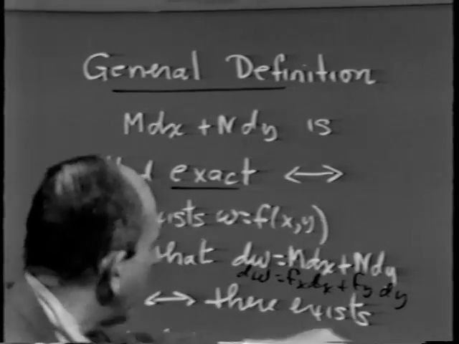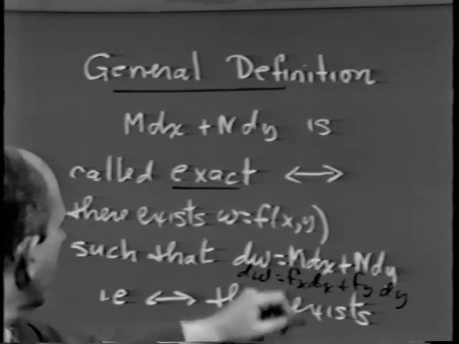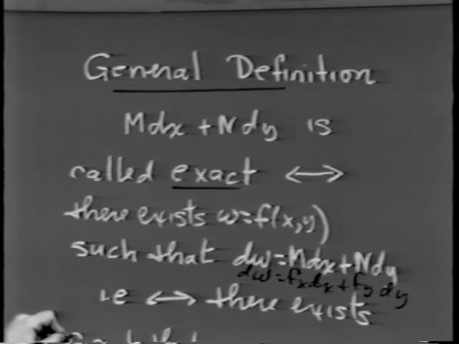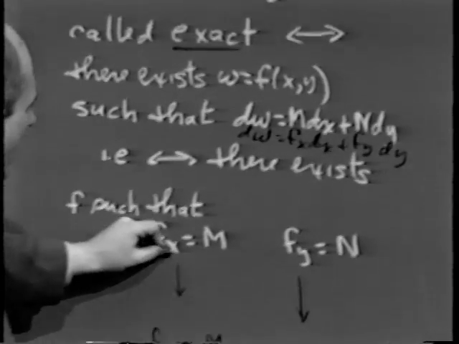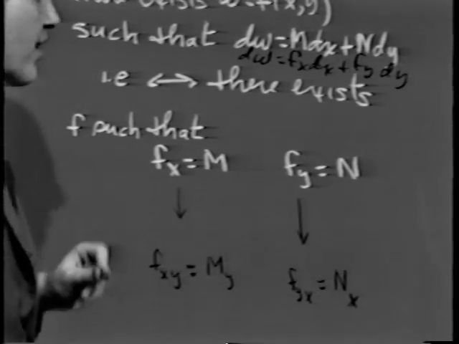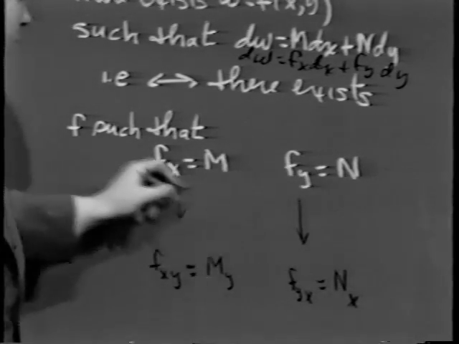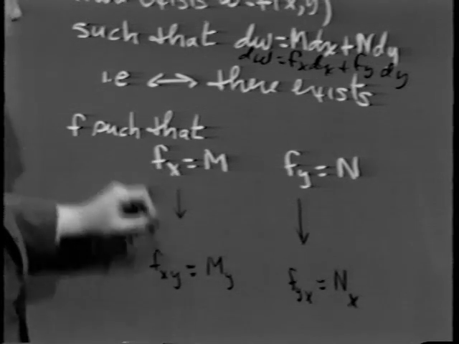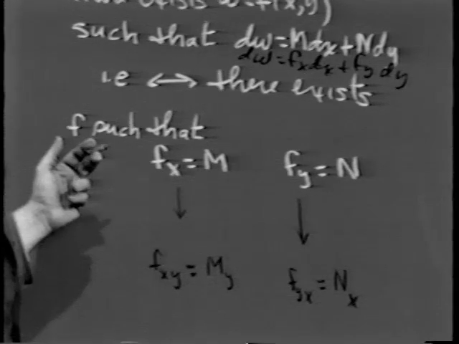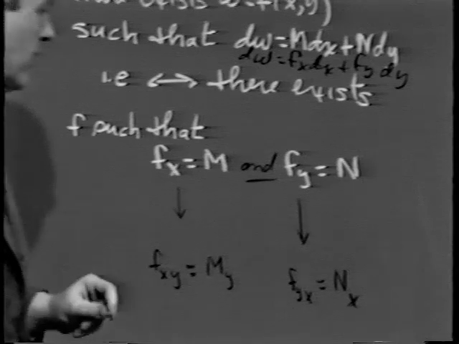Since x and y are independent variables, dx and dy are independent variables. So an alternative definition is what? That m dx plus n dy is an exact differential if there exists a function f such that the partial of f with respect to x is m and the partial of f with respect to y is n. Now, by the way, let's just pause here for a moment. You might suspect that with all the functions to choose from, no matter how m and n were given, we're bound to find at least one function which satisfies both of these conditions at the same time.